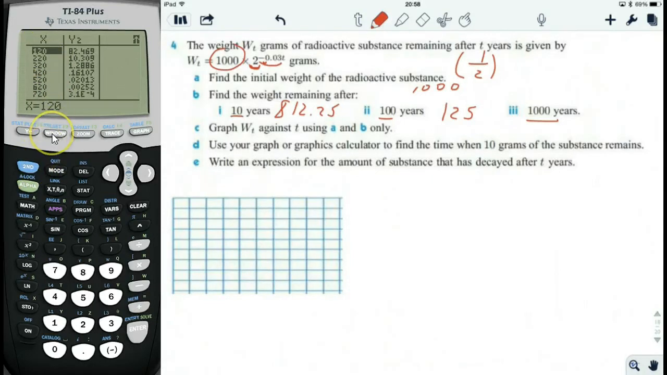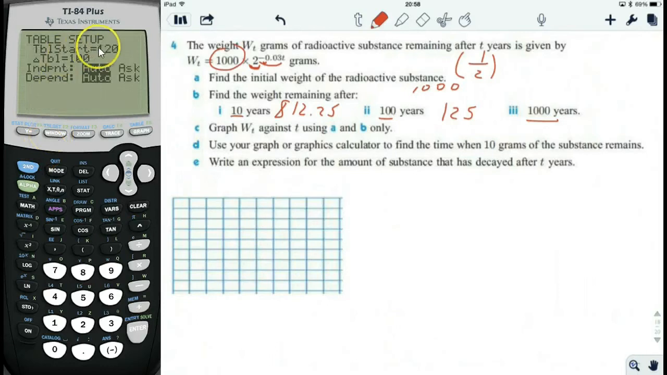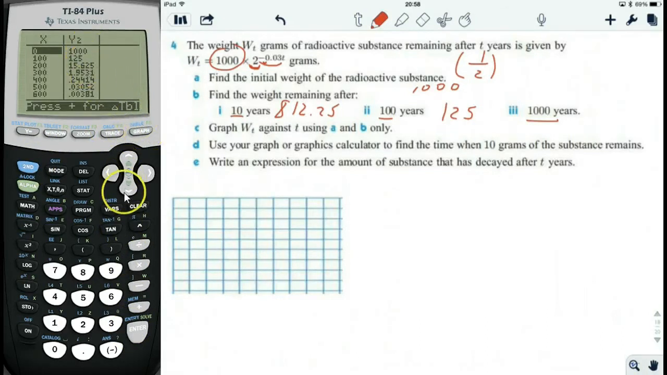How do we fix this? We go to second, table set, and then do you see how the initial value is 120? We don't want 120, we want 0. We always want 0. And the delta table can be 100, okay? And then do enter. And now let's look at the table. That's better. Okay, now let's look for 1,000 because that's the value we want to put. 1,000. Ooh, it's very small. It's 9.3 times 10 to the negative 7. It's almost 0, right?